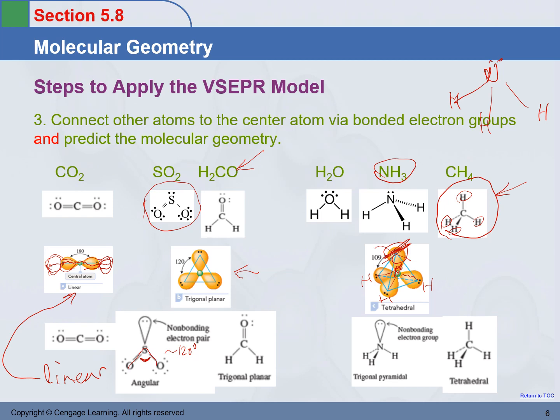trigonal pyramidal. It's like a pyramid. The last one is kind of easy. We have gone through something similar. Out of the four electron groups, the four hands from the center, only two of them are holding hands with hydrogen atoms. The three atoms form a shape like this. Angular again.